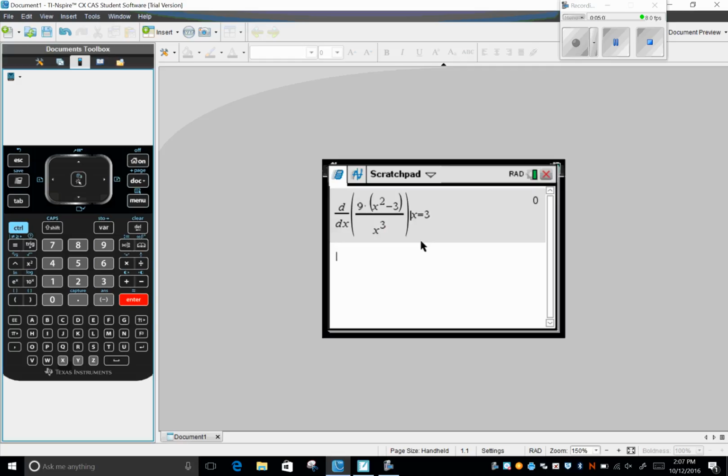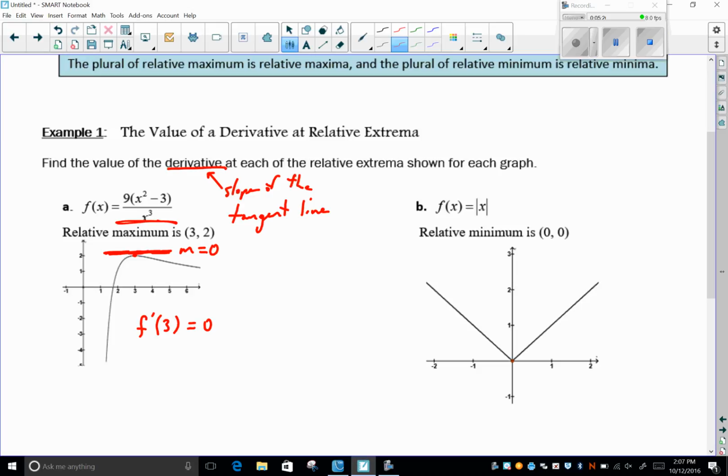All right, and enter. So we can see here that the slope of our function, 9 times x squared minus 3 over x cubed, at the moment x equals 3 is 0. So our visual inspection was correct.